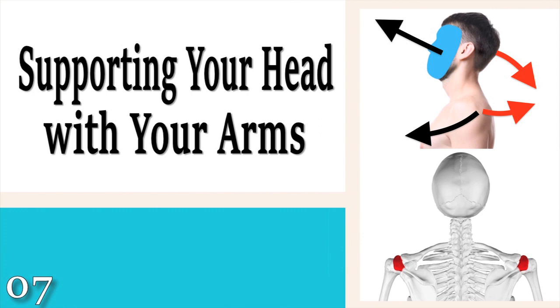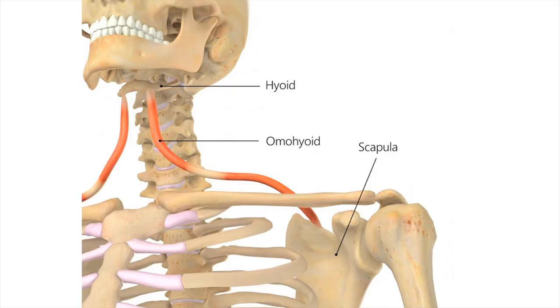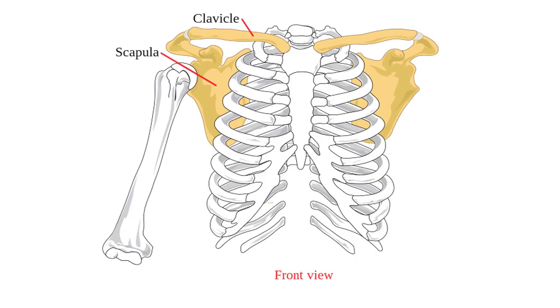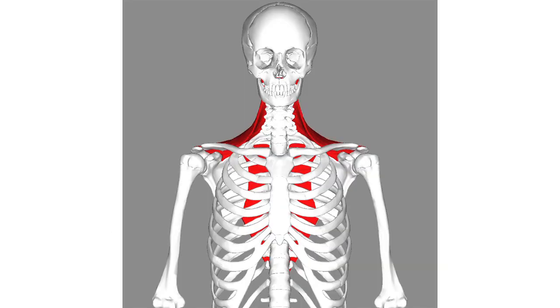In the last episode of this series, we started to look at the omohyoid muscle. This funny muscle connects the hyoid bone to the shoulder blades. Today, we're going to look at the relationship between the arms and the neck and head. The shoulder girdle and the neck and head attach to the upper end of the torso. What's happening at the upper torso strongly affects these parts of the body.